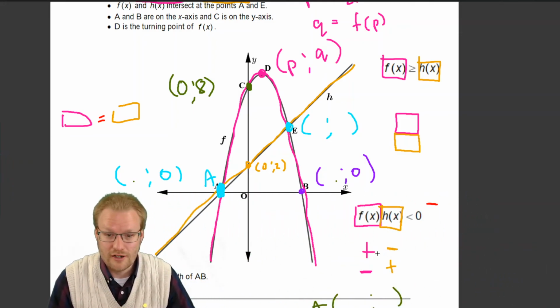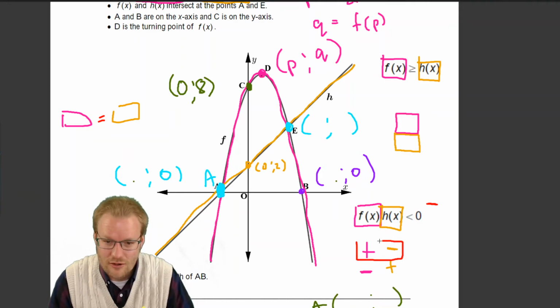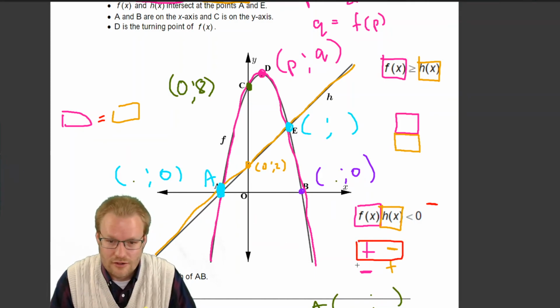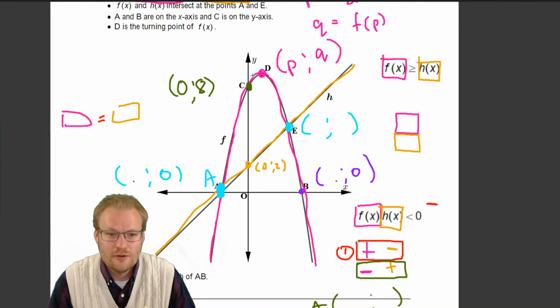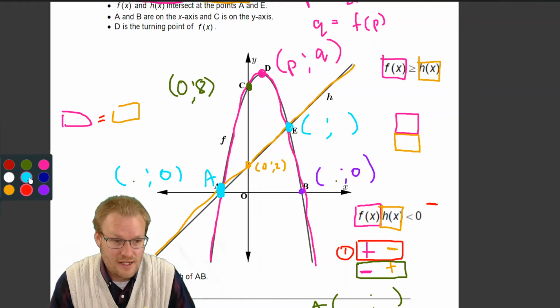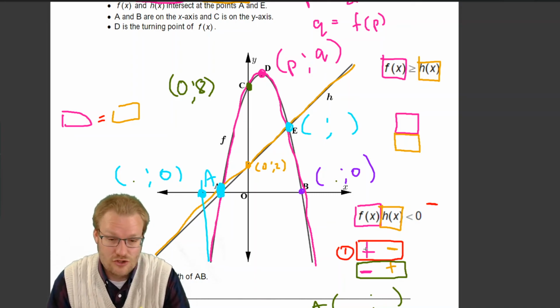But we've got a positive, so we're looking at one of these scenarios. Scenario 1 or scenario 2. So let's start by looking at option 1. When is the pink, the parabola, positive and the straight line negative at the same time? Well, let's take a slice somewhere. Let's look at this point here. At this x value, the straight line's negative and the parabola is negative. So therefore this isn't true.